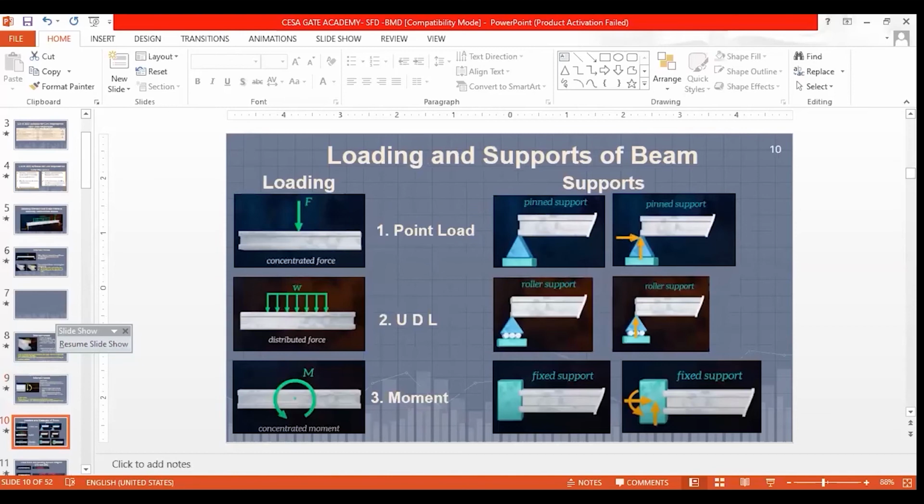If you are clear with this definition, of course, these are the various loads when we are working on determinate beams: the point load, then uniformly distributed load, and concentrated moments. These are some kinds of load which we will come across when we are solving problems. Now, supports, of course: pin support, then roller support and fixed supports.